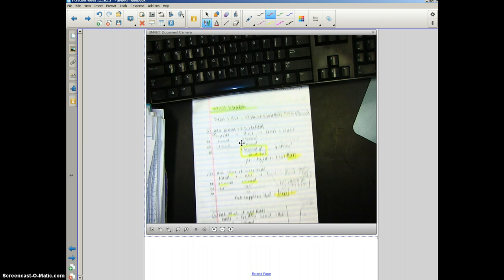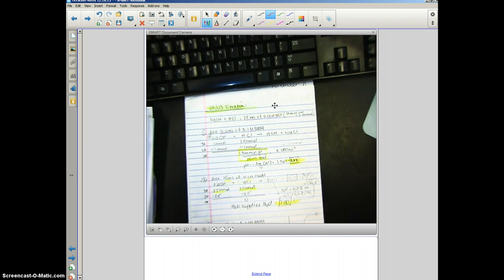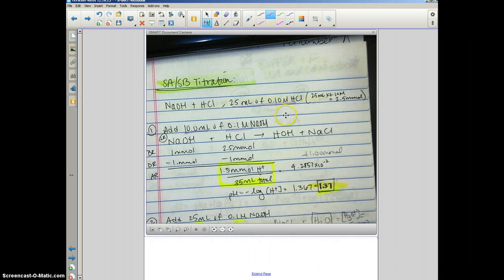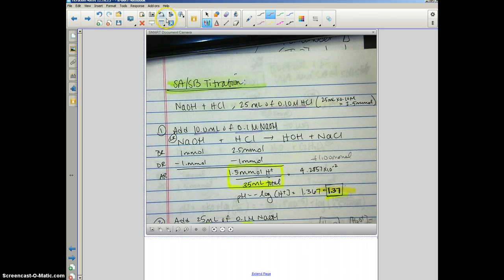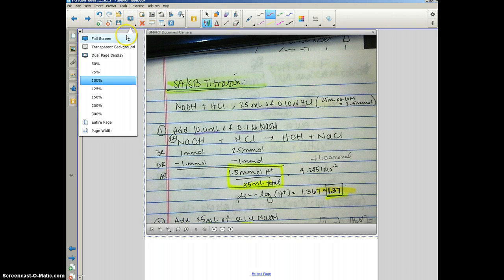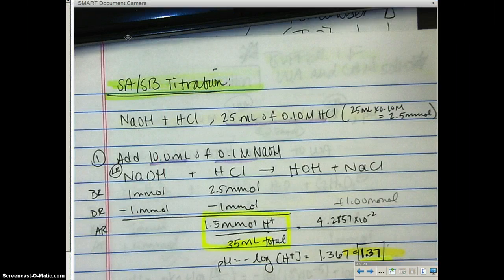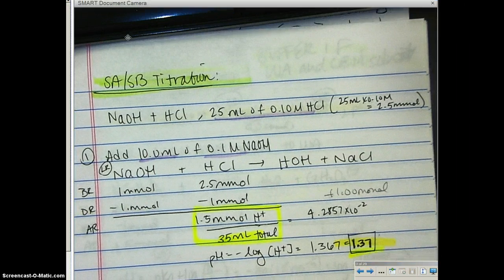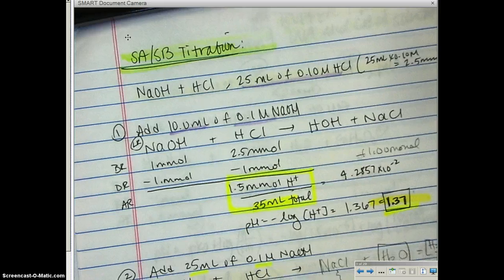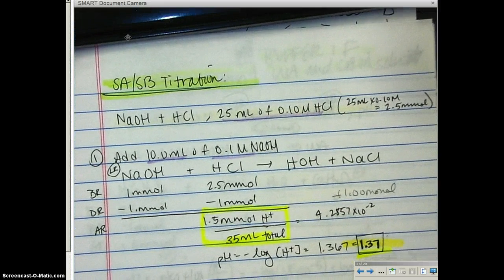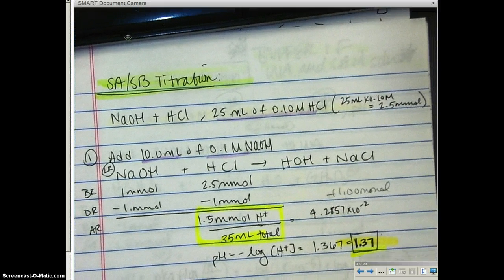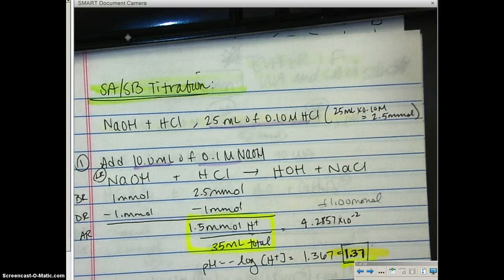All right, so for the first problem, for this strong acid, strong base titration, you've got sodium hydroxide and hydrochloric acid. The hydrochloric acid is the part that's already inside of the flask that you're using for your titration, and the sodium hydroxide is the titrant being added. You guys know how skilled I am at putting the document camera up.